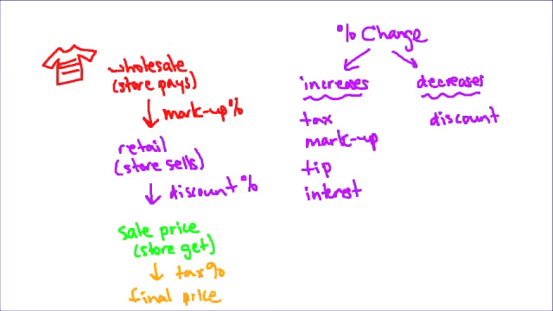So a lot of things can actually happen between when the store gets the shirt for the wholesale, and then when they try to sell it for something, and then they give some sort of sale price, and then of course at the end you pay the final price. Lots of different types of percentages are applied to change this. And so what we're going to do is look at an example of putting all of these different things together.